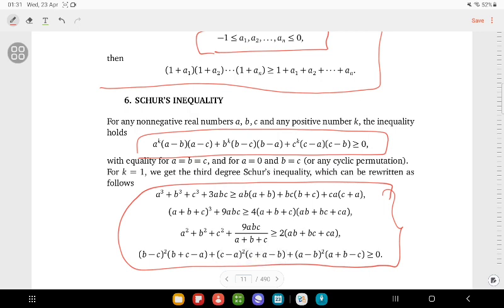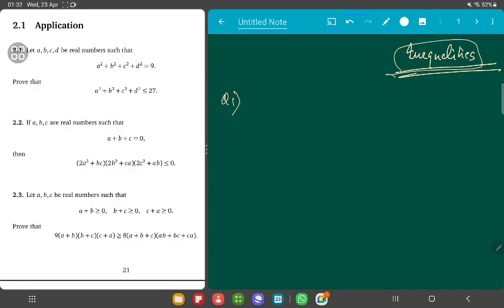Alrighty, now these are some questions we have to solve. You can see question number 1. You can pause the video and make the solution by yourself first and then match it. It says a square plus b square plus c square plus d square equals 9, they have given.